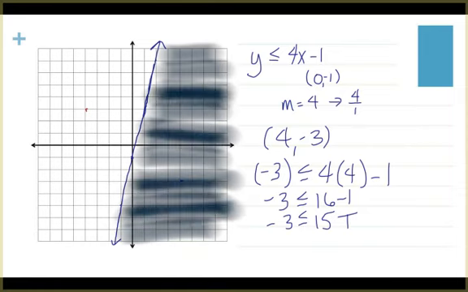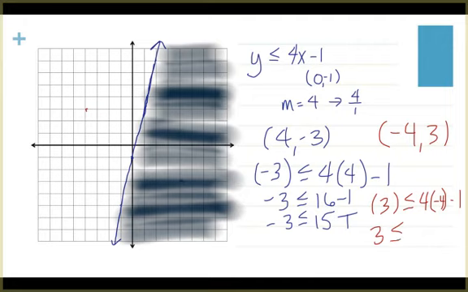I got cut off on the last one, but I'm going to check the red point just in case. That red point looks like it's negative 4, 3. So if I plug that in, y is less than or equal to 4 times something minus 1. Now I have this is positive and this is negative. 3 is less than or equal to negative 16 minus 1. 3 is less than or equal to negative 17. Nope. So that's why we shaded where the blue dot was. That's how you do that with a test point.